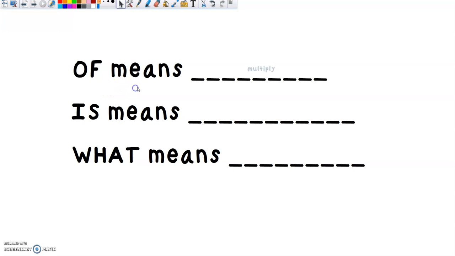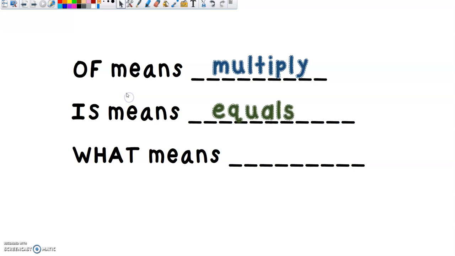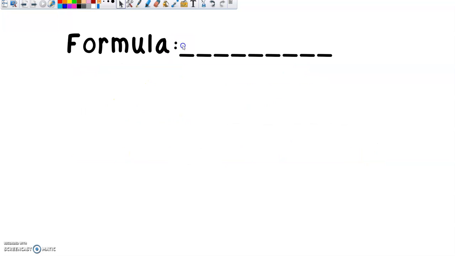So with an equation, of means multiply, is means equals, and what is basically going to be our variable. That's our question, the thing that we don't know. Make sure that this is in your notes. This is really important that you understand this. And we should know that of is multiply and is means equals at this point.